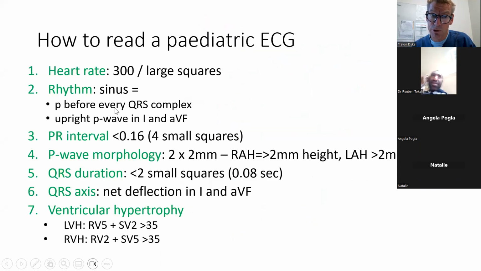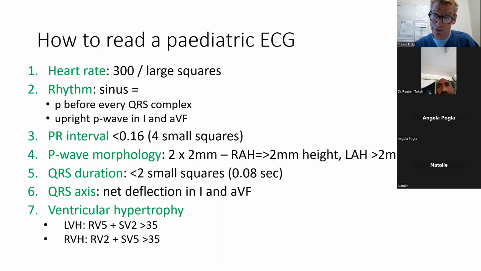If the P wave is upright in lead 1 and aVF, and there's a P wave before every QRS complex, then the child's in sinus rhythm, right? The next thing is to work out what the PR interval is. Remember I said the PR interval measures the distance in time between the sinoatrial node and the atrioventricular node, the AV node, right? And usually it's less than 0.16 seconds, right?